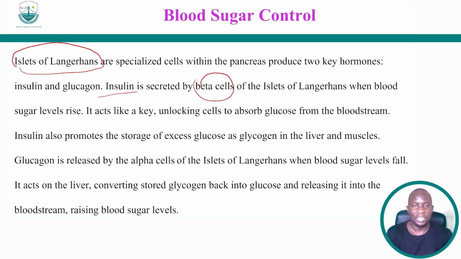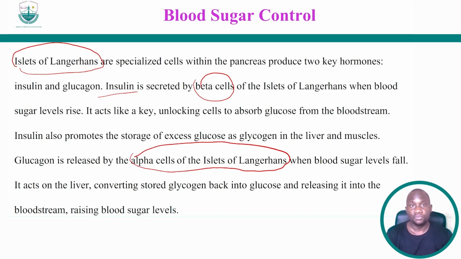Okay, and the insulin reduces, whereas the alpha cells of islets of Langerhans are the ones that produce glucagon, which increases glucose if glucose is actually low.